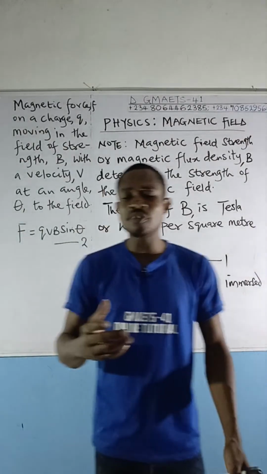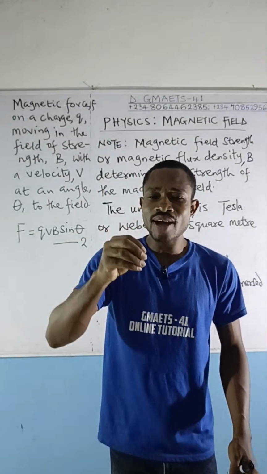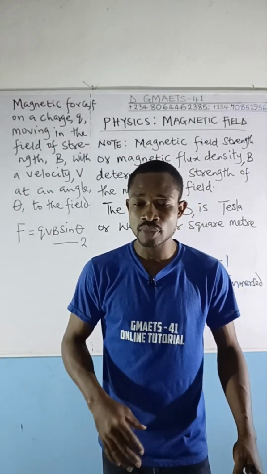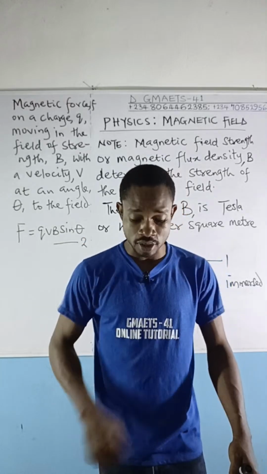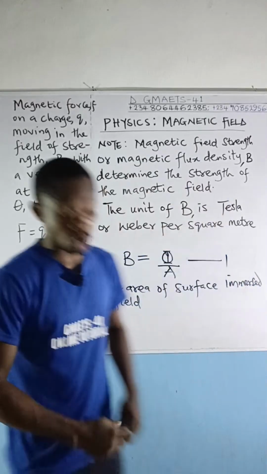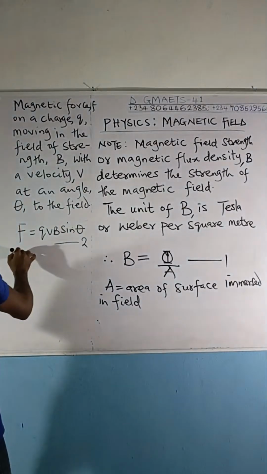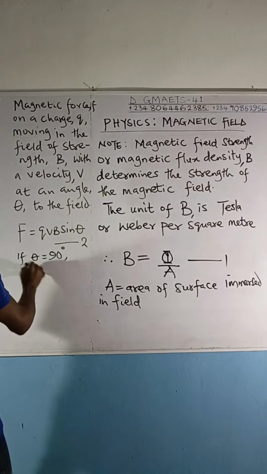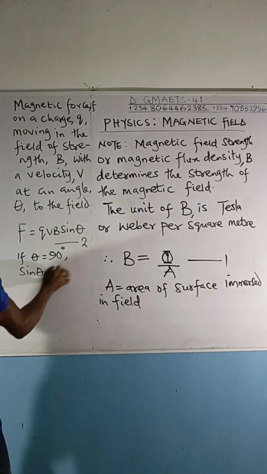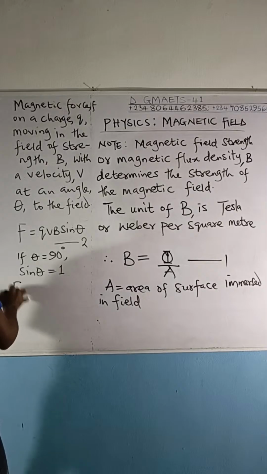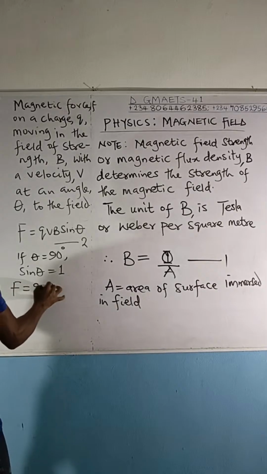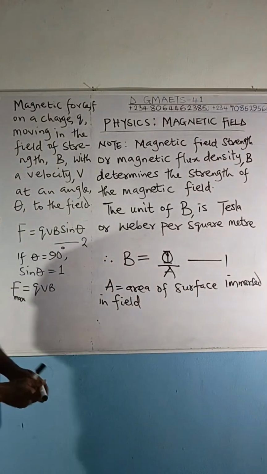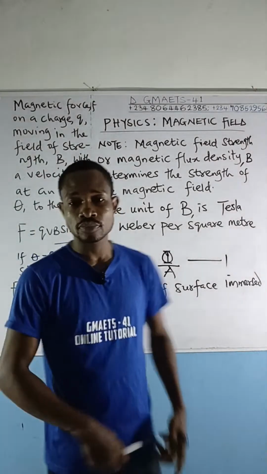Now, it's important for you to know at what point the force acting on the charge is maximum. At what point is the force acting on the charge maximum? It's important for you to know that. So you want to note this. If theta is equal to 90 degrees, the implication is that sine theta will be equal to 1. And F will now be equal to QVB. Permit me to write it F max. That F max means maximum force.